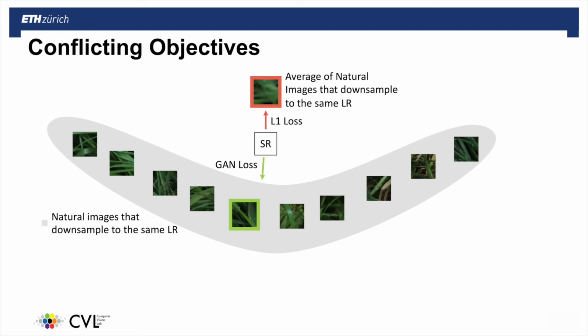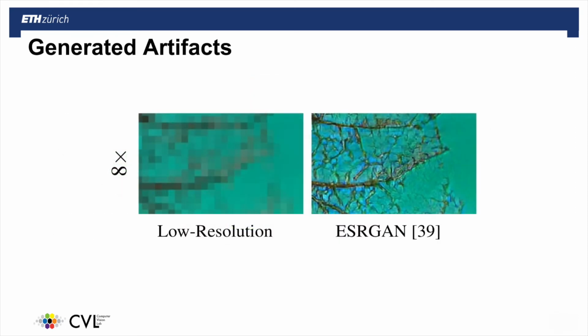You can see the distribution of natural images that downsample to the same low-resolution image in gray. The output of the super resolution model, when only trained for L1 loss, is in red. Those are the average of natural images that downsample to the same low-resolution image. And in green is the output for a GAN loss. The GAN loss drags the image to a single output image that resides on the natural image manifold. In this figure, you can see an example for artifacts that are generated for such a loss combination.